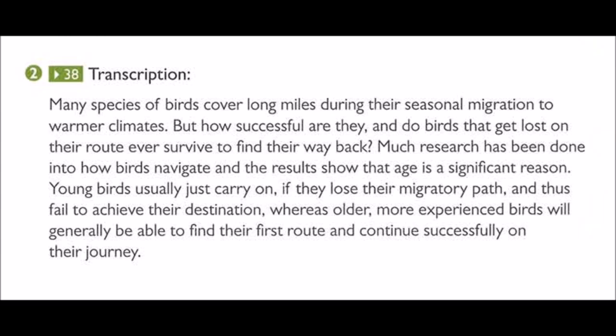Many species of birds cover long distances during their seasonal migration to warmer climates. But how successful are they? And do birds that get lost on their route ever manage to find their way back? Much research has been conducted into how birds navigate, and the results show that age is a significant factor. Young birds usually just carry on if they lose their migratory path and thus fail to reach their destination, whereas older, more experienced birds will generally be able to find their original route and continue successfully on their journey.